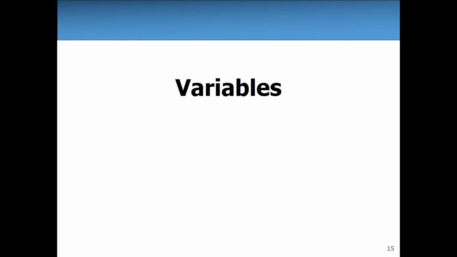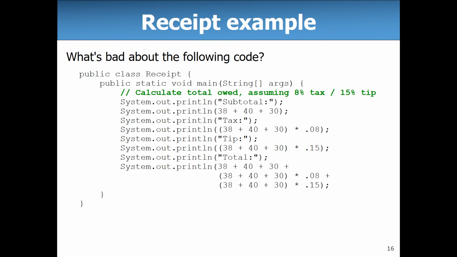Okay, so variables. Now that we know how to evaluate stuff, let's talk about variables again. So we have this code here, and what's bad about it? It's not immediately obvious because, again, you just started coding. Our subtotal is 38 plus 40 plus 30. Tax is 38 plus 40 plus 30 times 0.08, assuming we're in 8% tax, and a 15% tip. The tip is 0.15 of that value. So the total is 38 plus 40 plus 30, plus (38 plus 40 plus 30) times 0.08, plus (38 plus 40 plus 30) times 0.15.